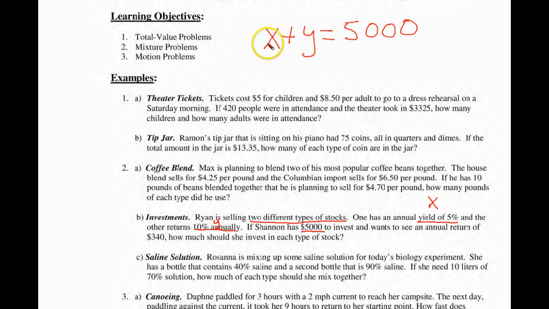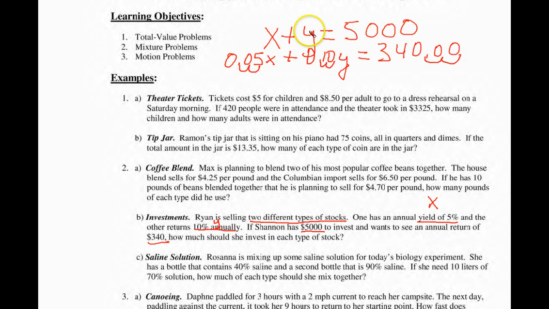So what is the X1? That's 5%. So this is the interest you'll make on the 5%. And on the 10%, you'll make 10% interest. And the interest you expect to earn is $340. Again, get rid of all your decimals, multiplying each term by 100. And again, elimination or substitution.